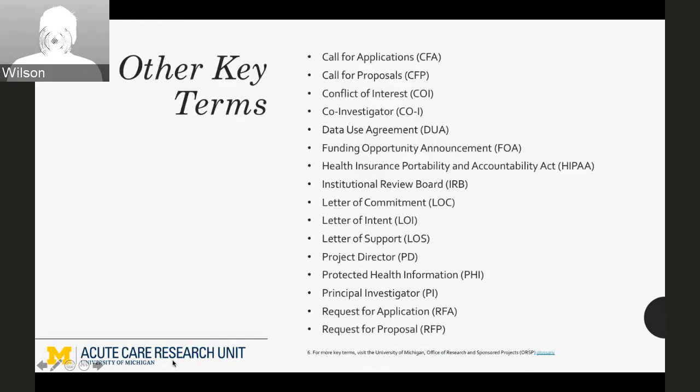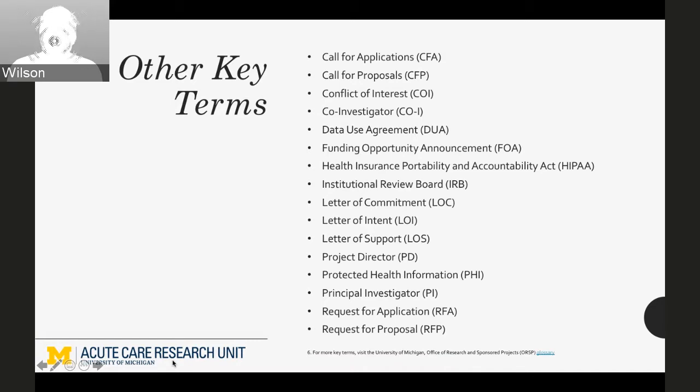Let's take a look at other key terms you might also encounter during the grant writing process. These terms may include call for applications, call for proposals, conflict of interest, a co-investigator, the data use agreement, funding opportunity announcements, the Health Insurance Portability and Accountability Act or HIPAA, the Institutional Review Board, letters of commitment, letters of intent, letters of support, as well as the project director, protected health information, the principal investigator, as well as requests for applications and requests for proposals.